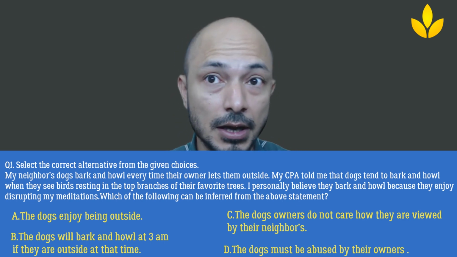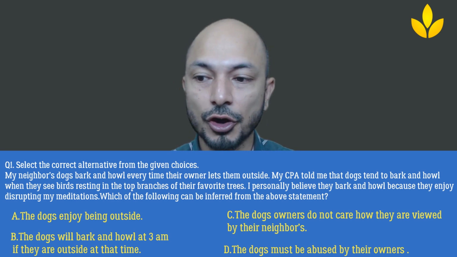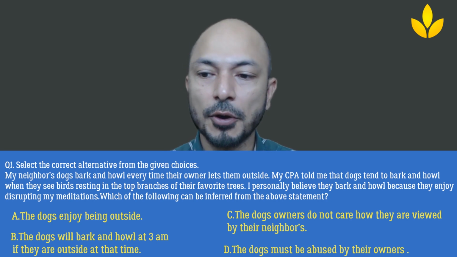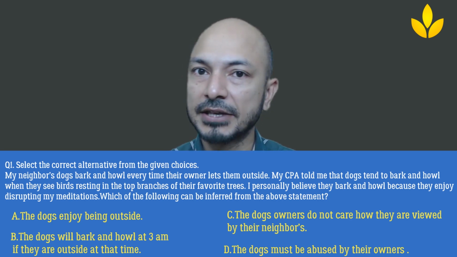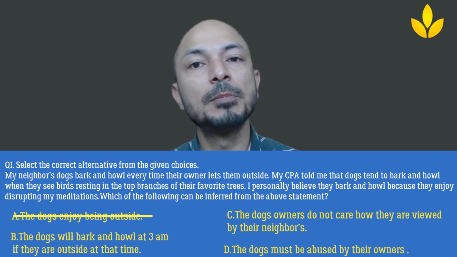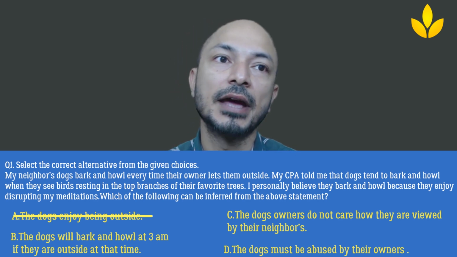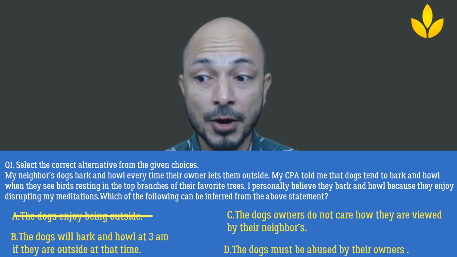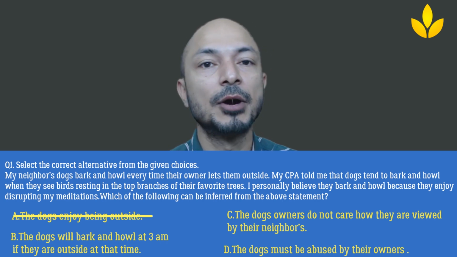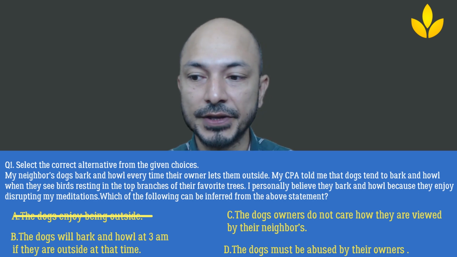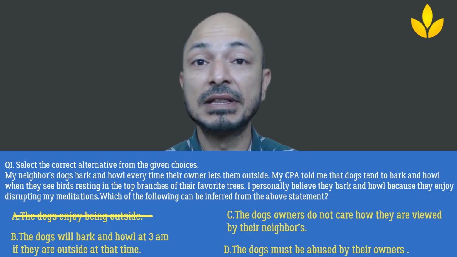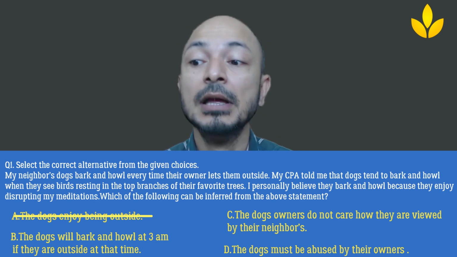So let's get to A, which says the dogs enjoy being outside. Now, nowhere in this paragraph does it suggest that the dogs like being outside or inside. So I think we can safely eliminate option A. Getting to option B, it says the dogs will bark and howl at 3 a.m. if they're outside at the time. So over here, the first sentence says my neighbor's dogs bark and howl every time the owners let them outside. So I think even if they are let outside at 3 a.m., they will still bark and howl. So this is a possible inference.